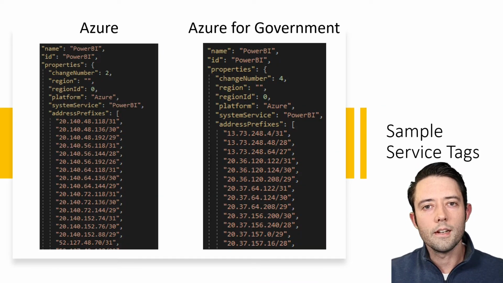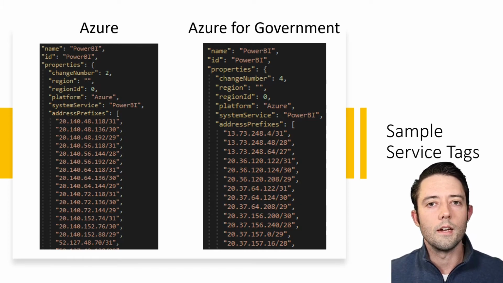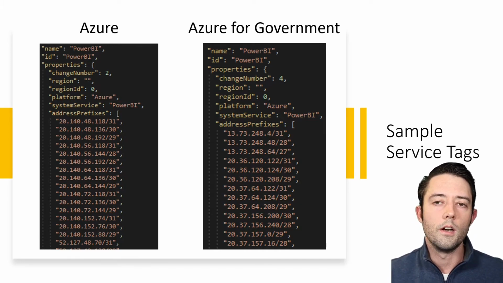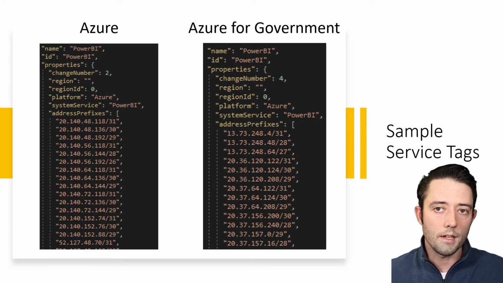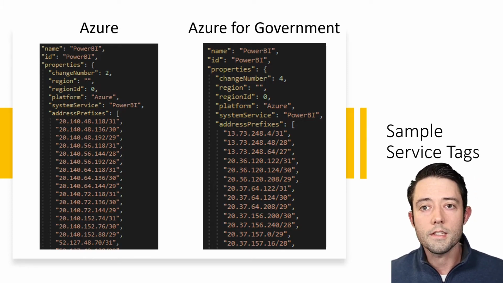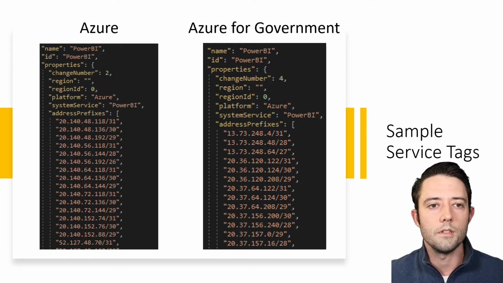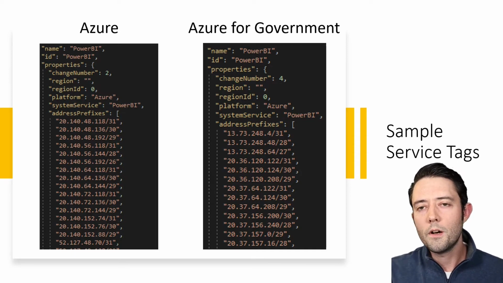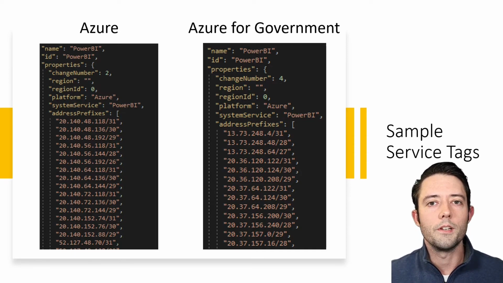This is taking a look at an example of what those service tags look like. If you just do a Bing search for Azure IP ranges, you'll probably get this search to download. It's a JSON file that has all of the service tags available in public Azure. I'm also showing an example for Azure for Government. You'll notice that the IP ranges are different. Once again, that's because with our different sovereign clouds, those are totally different IP ranges from our commercial instance of Azure.